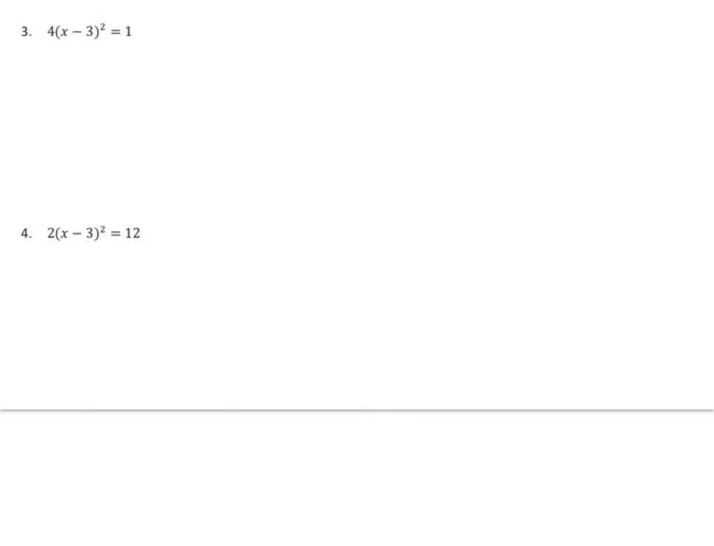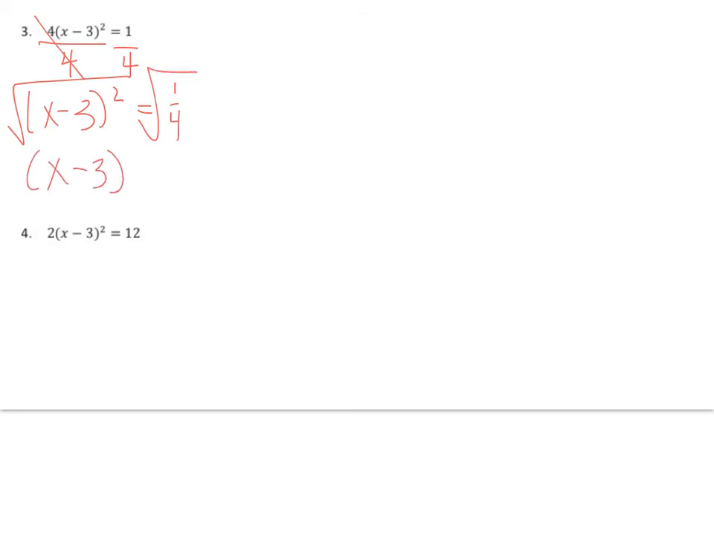Okay, try this again. Here, I see a square on this side and a perfect square on that side, but that 4 is throwing me off a little bit, so I'm going to move it. So now I have x minus 3 squared equals 1/4. Perfect square on the left, perfect square on the right. X minus 3 equals plus or minus 1/2. Go ahead and finish solving.